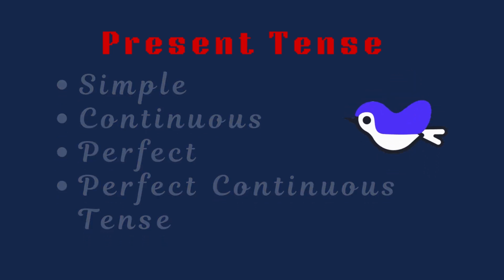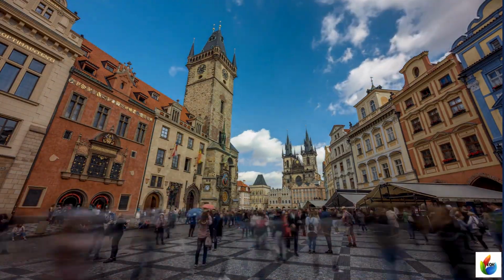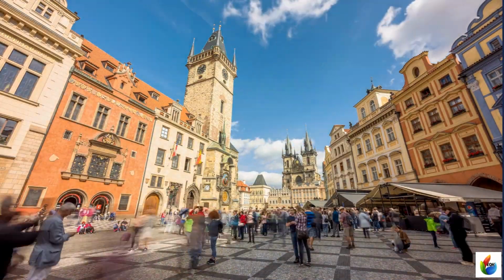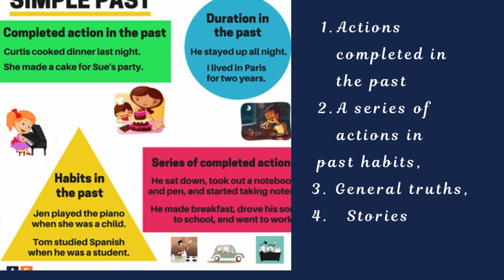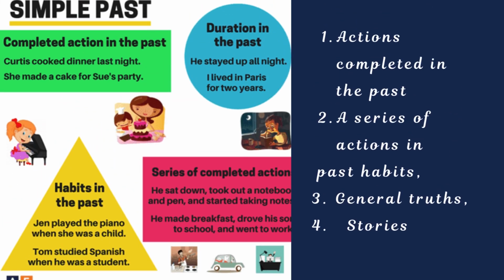Today, we're stepping into the past with a deep dive into the simple past tense. So, let's get started. The simple past tense helps us talk about things that already happened. You'll use it when talking about actions completed in the past, a series of actions, past habits, general truths, or when telling stories. Let's explore each of these.